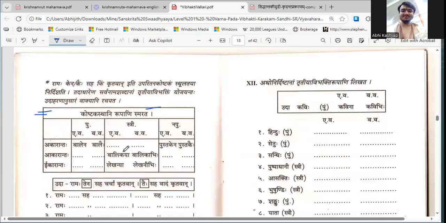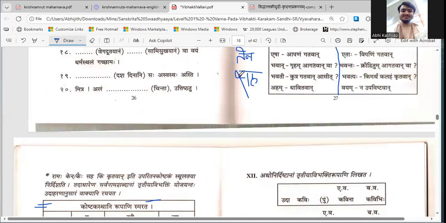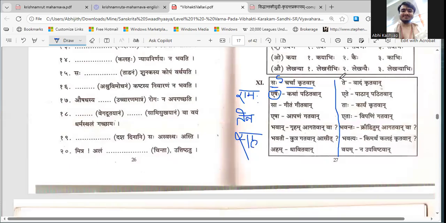The first part is tena saha something kritavan. Then the next one is the bahuvachana form of it. This part is ekavachana, singular. This is bahuvachana, plural. So what we have to do is this plus this is equal to one sentence. Okay. So Ramaha tena saha charcham kritavan.